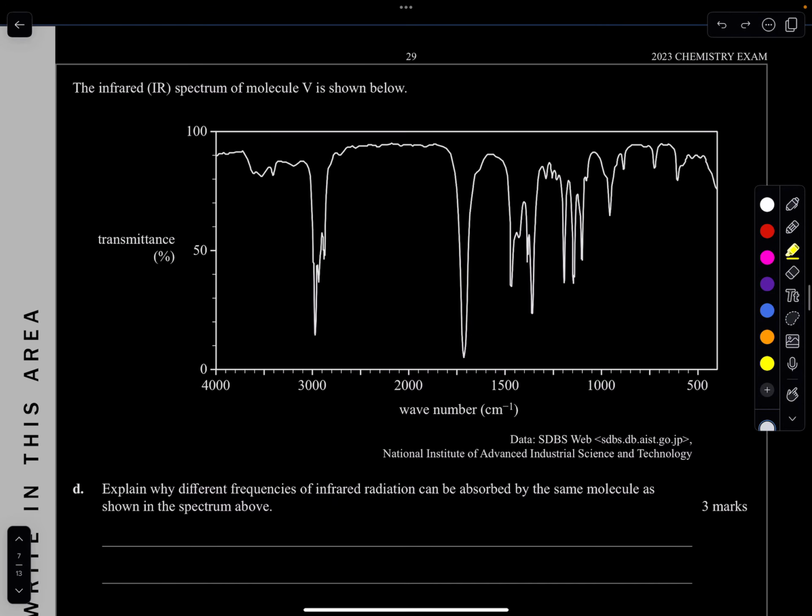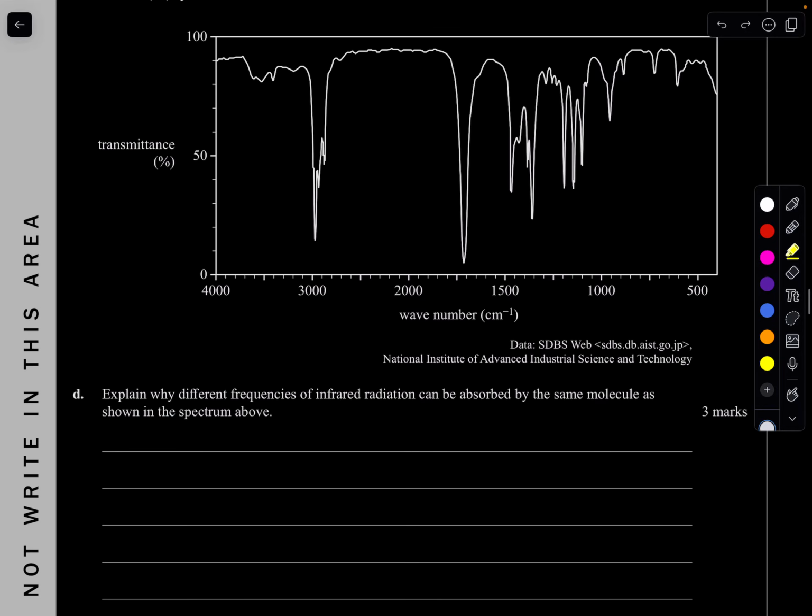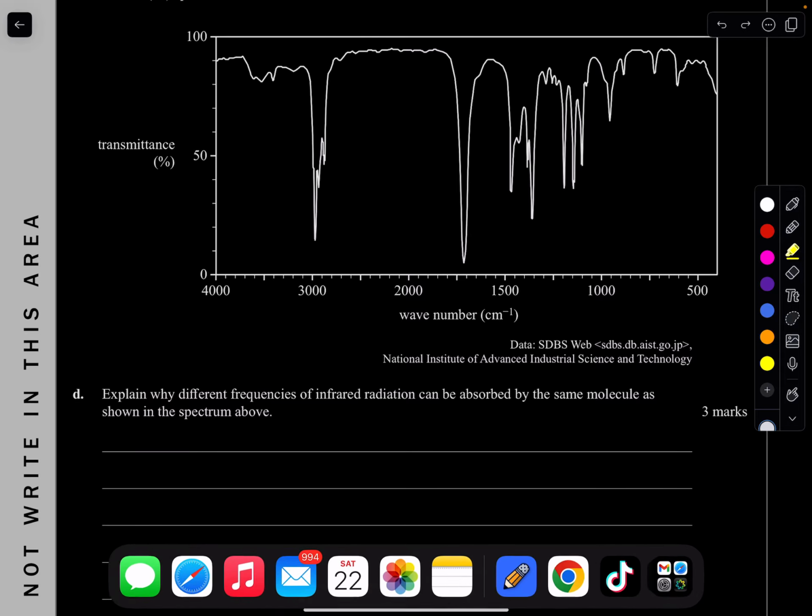All right. The infrared spectrum of a molecule V is shown below. Explain why different frequencies of infrared radiation can be absorbed by the same molecule. Easy. Remember what infrared does. It basically emits infrared light, and the molecule absorbs that infrared. So remember, different bonds absorb different frequencies. There's the wave number. The wave number is your frequency.